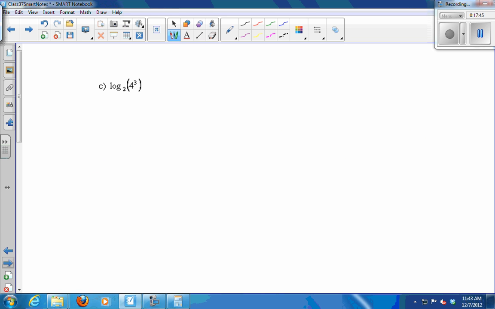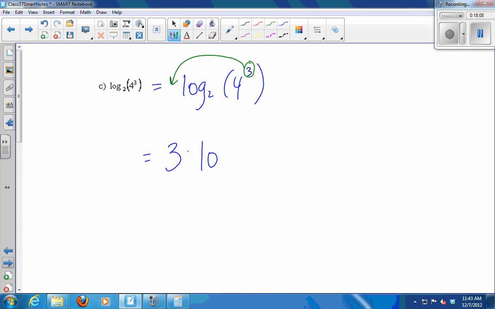All right, and now here's an example where I use the x to the p one. Okay. Log base 2 of 4 cubed. I can take my exponent and drop it down in front. So this is going to be 3 times log base 2 of 4, which is 2. So I get 6.